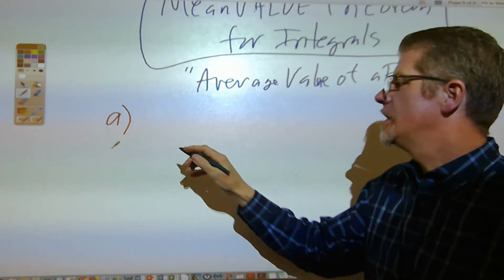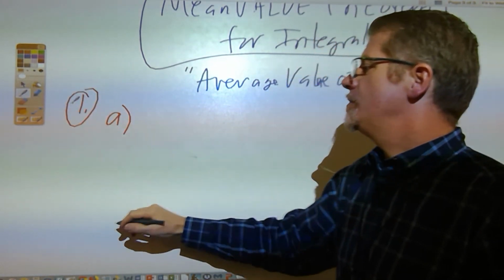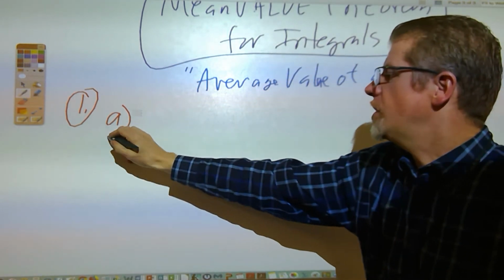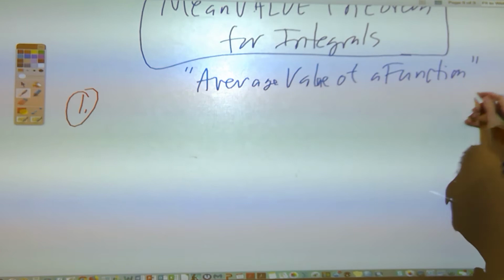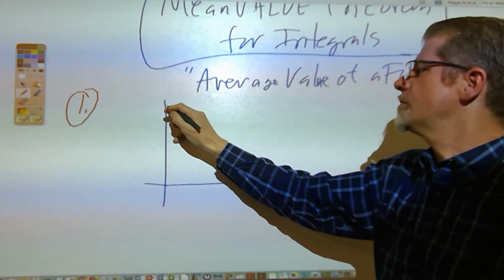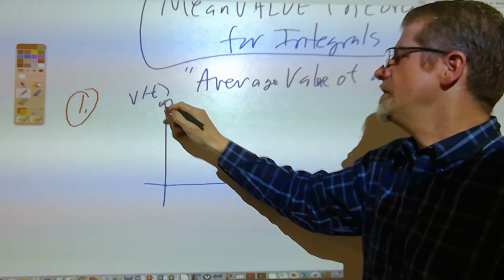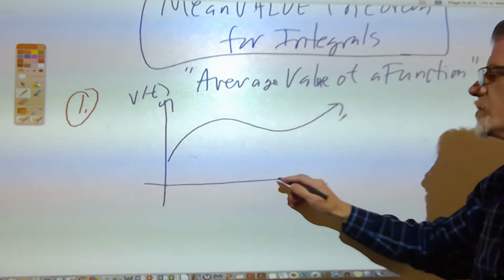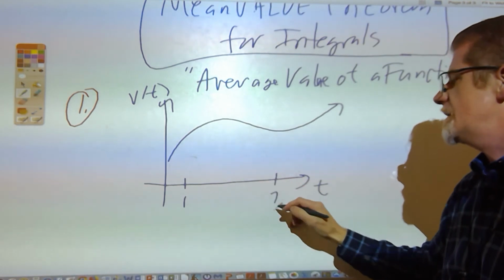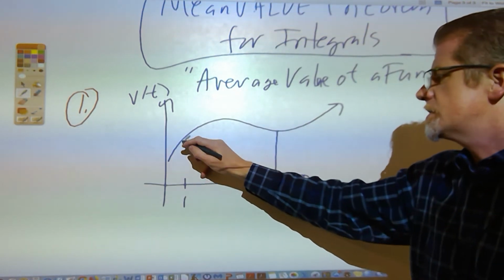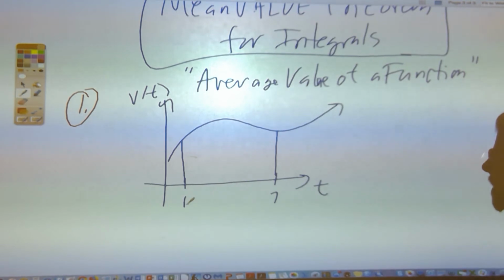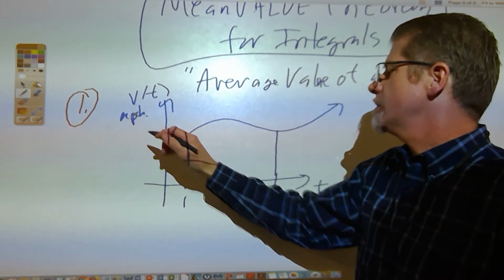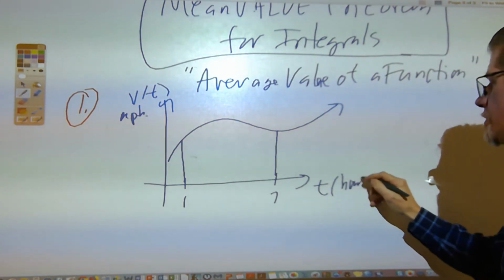The first one is, in fact, we're just going to call this problem 1 with 3 parts, A, B, and C. In problem 1, I'd like you to consider a velocity function, v of t, kind of like in the opener question, except this time it's a generic function. We're going to look at it from time 1 to time 7. So here we have some velocity function of t. Velocity could be measured in miles per hour, time measured in hours.